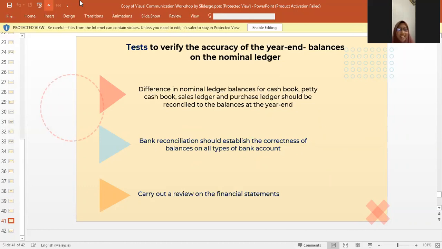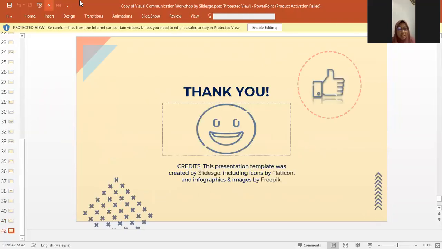And then the last one in the test to verify the accuracy of the year-end balances is that we should carry out a review of the financial statements to ensure that the material changes in assets, expenses, revenues, liabilities, and share capital are justified and explained. I think that's all from us. Thank you.